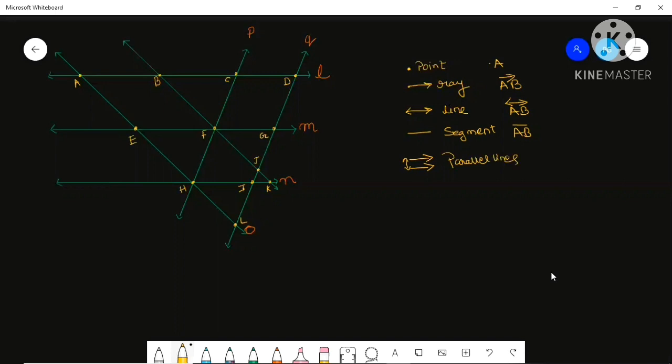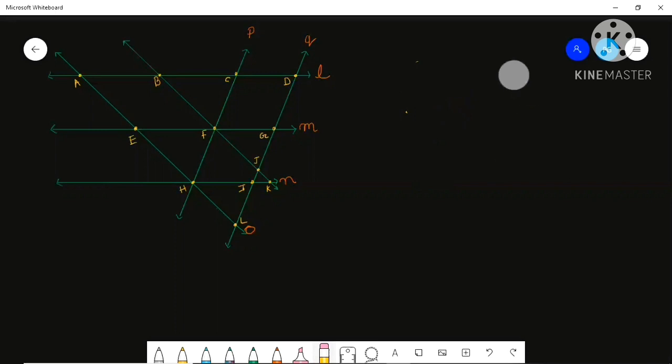So we will talk about parallel lines and the points on them. Let's start. First, whenever you get this type of sum, the number one question will be: write all the parallel lines. So what is my answer?